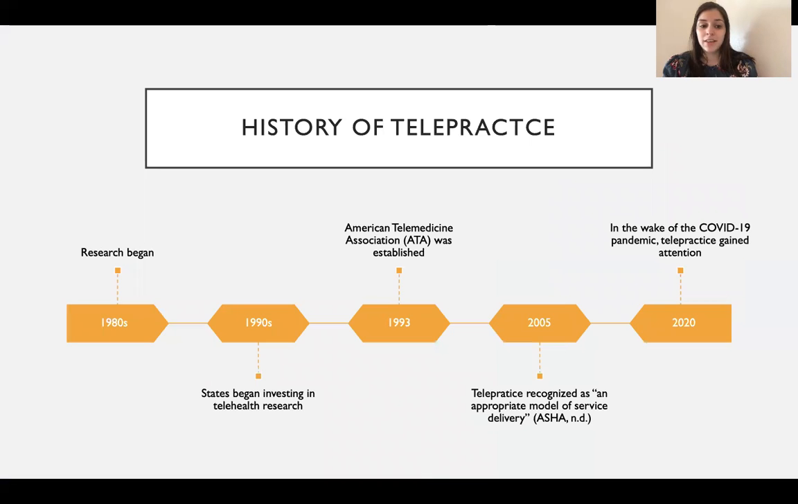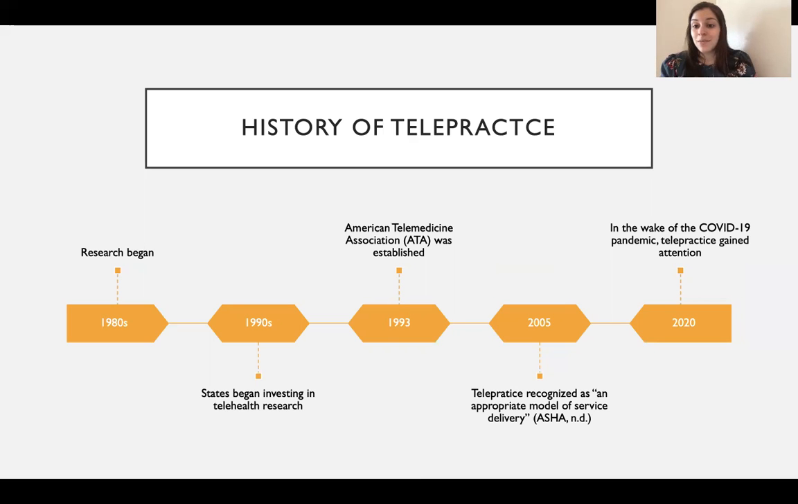So the history of telepractice. Research initially began on telepractice in the 1980s. Early forms of telepractice looked like simple phone calls between clinicians and their clients. In the 1990s was when states began to invest in that research. And in 1993, the American Telemedicine Association was established, which is a professional organization that encourages the use of telepractice. In 2005 was when ASHA, the Speech Language Pathology Professional Organization, officially recognized telepractice as an appropriate model of service delivery for speech language pathology services.